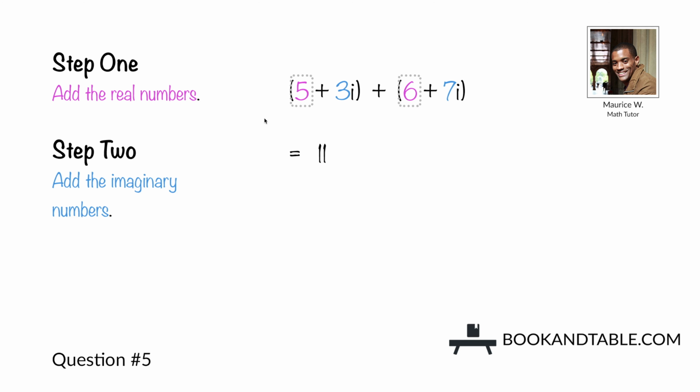Step 1, add the real numbers. So 5 plus 6 gives us 11 as our real number. Step 2, add the imaginary numbers. 3i plus 7i would give us 10i. So the sum of 5 plus 3i plus 6 plus 7i is equal to 11 plus 10i.